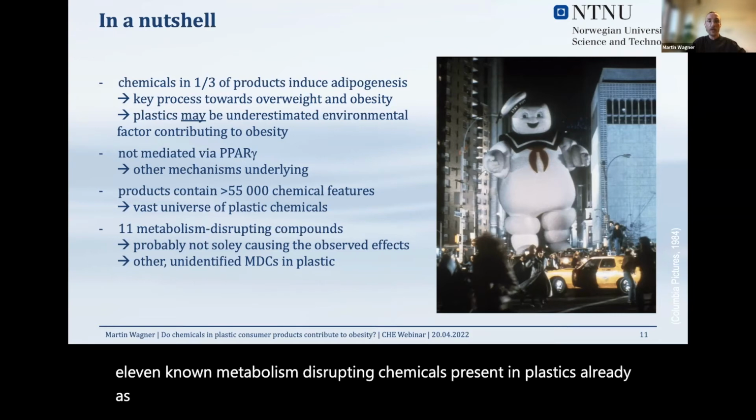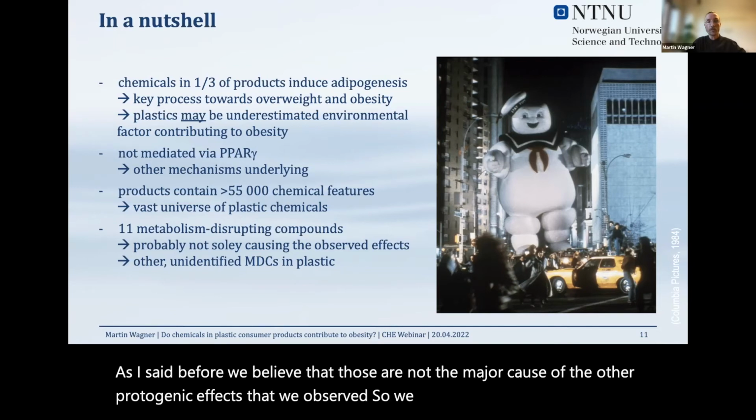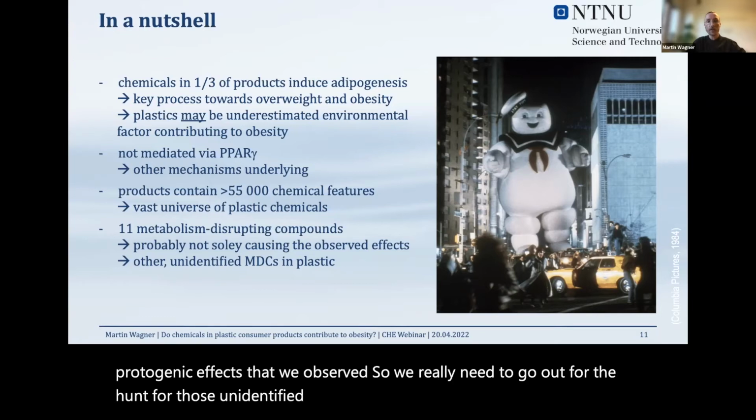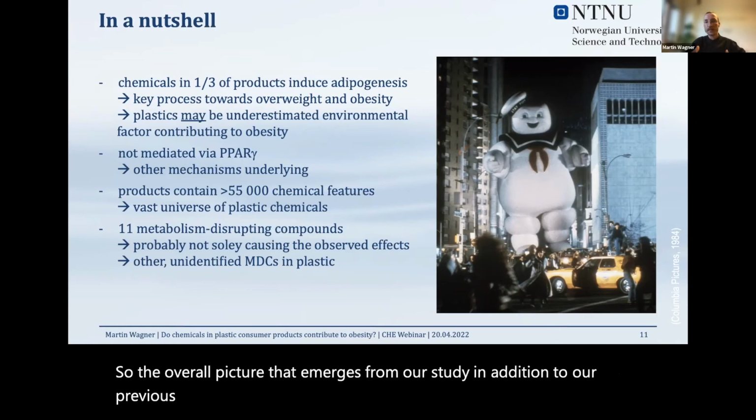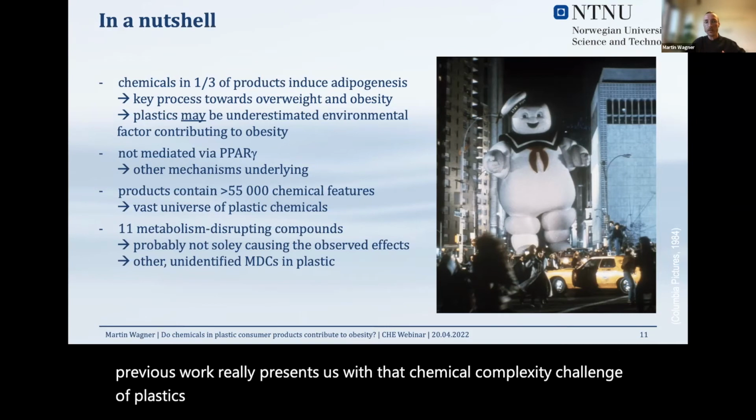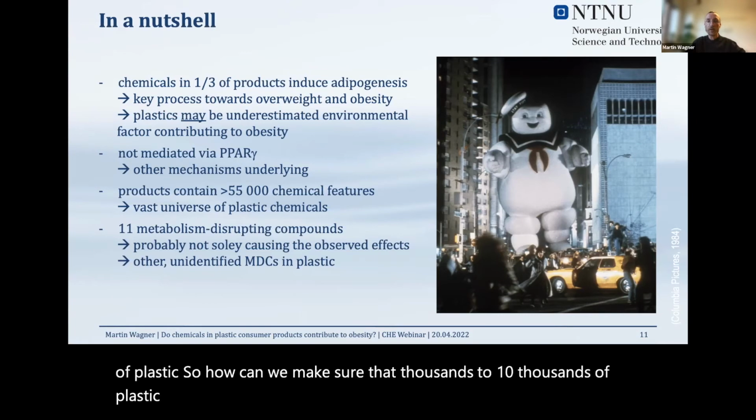As I said before, we believe that those are not the major cause of the adipogenic effects that we observed. So we really need to go out for the hunt for those unidentified chemicals there. So the overall picture that emerges from our study, in addition to our previous work, really presents us with that chemical complexity challenge of plastics. So how can we make sure that thousands to 10,000 of plastic chemicals present in one individual product can be assessed for their safety? So what are the ways forward here?